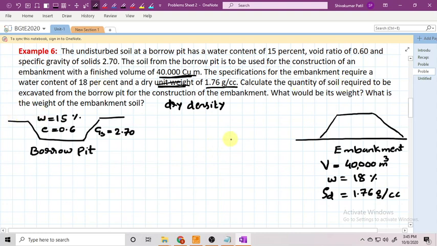What they are asking is to calculate the quantity of soil required to be excavated from the borrow pit for the construction of an embankment. They are asking how much volume they have to remove to make this much volume. That is a 40,000 cubic meter embankment. To build it, how much volume of soil should they remove from the borrow pit? That's what they are asking.